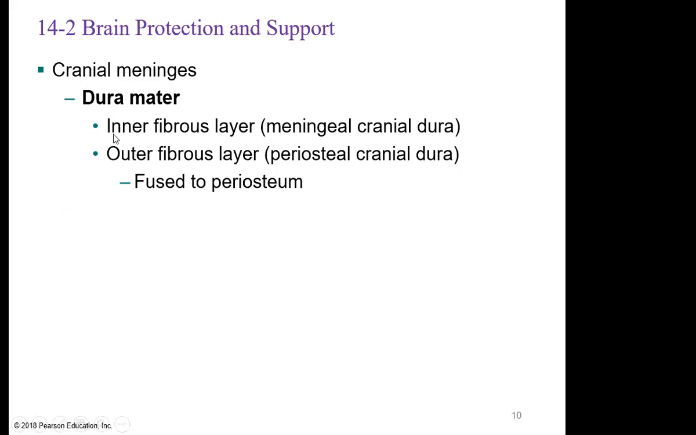Okay, so dura. There are 2 layers here, an inner fibrous layer and an outer fibrous layer. So we would call the inner layer the meningeal dura, and the outer layer is the periosteal dura. Remember, osteon, osteum, os means bone, okay? So that O-S-T-E should be significant to you to say this is the layer that is closest to the bone. Periosteal, meaning around the bone. So that's why this outer fibrous layer is actually fused to the membrane that will surround the bone. This periosteum is the membrane that surrounds bone.